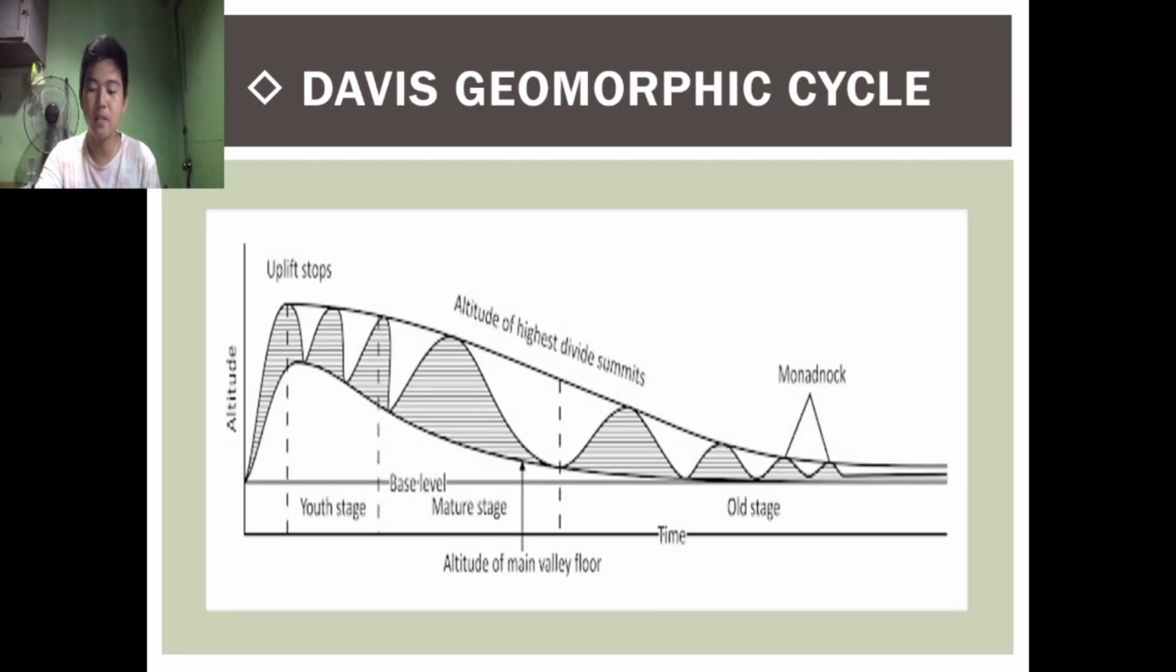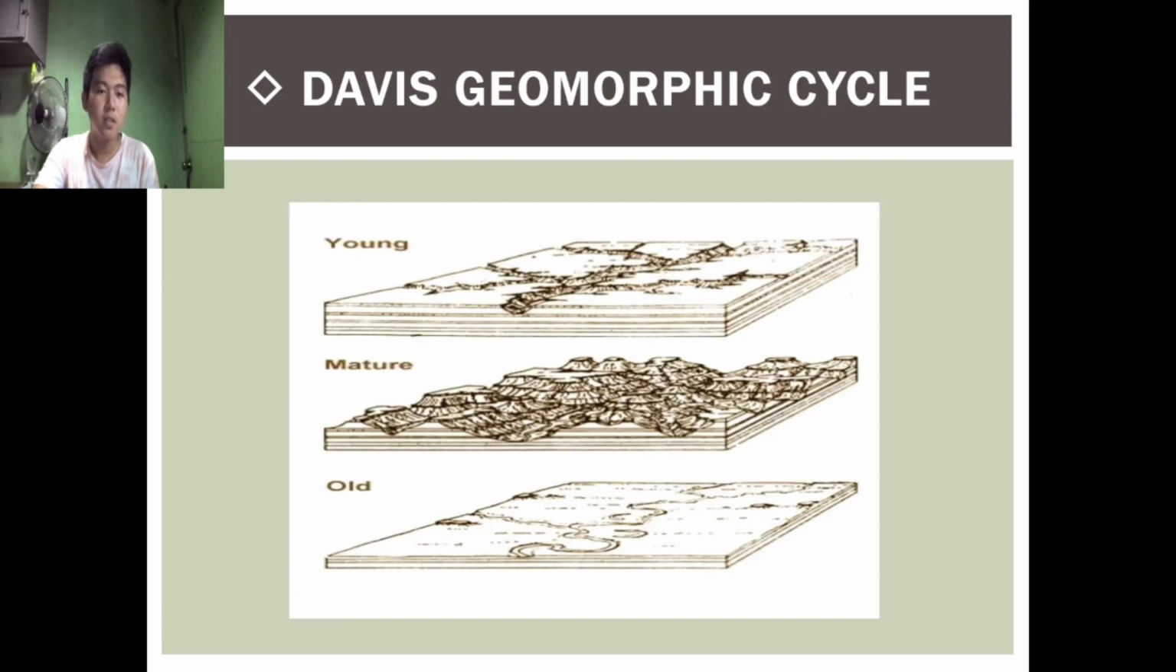So here is the kanang example of the Davis geomorphic cycle. So as you can see here, ang sa young stage, ang erosion is rapid and uneven surface pa. Well, sa mature, makita nato ang sense of equilibrium here. And the old is kanang hinay na ang iyang erosion kay nipis naman ang plain.